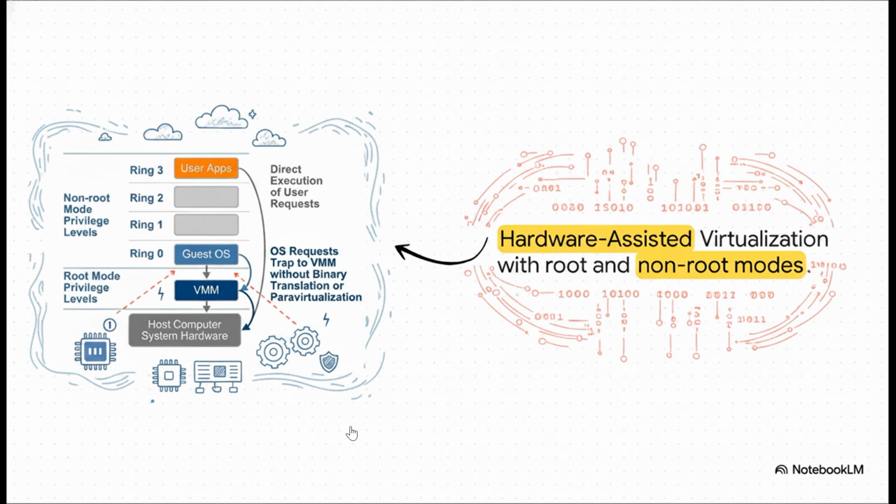Technology evolved again, leading to hardware-assisted virtualization. Modern CPUs literally have built-in support for this now, creating two entirely separate execution modes, root and non-root. The guest OS can now happily run in its normal privilege ring within the non-root mode. When it hits a sensitive instruction, the hardware itself automatically traps it and hands control over to the VMM running in root mode. This hardware-level assist is cleaner, safer, and incredibly efficient.